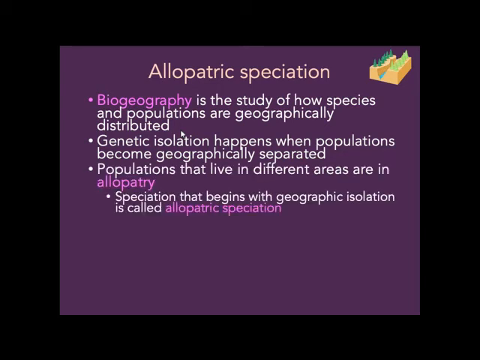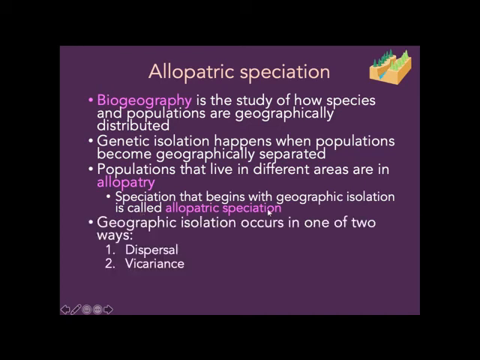When populations live in different areas, we say that they're in allopatry. Have you seen the word allo in the beginning of anything? Like aloe vera lotion? That's a different allo. If you see allo in the front of a word, it means different, and patry usually refers to place of origin. So this just means different place of origin. Populations that live in different areas are in allopatry, and if you have speciation that starts with geographic isolation, we call that allopatric speciation.